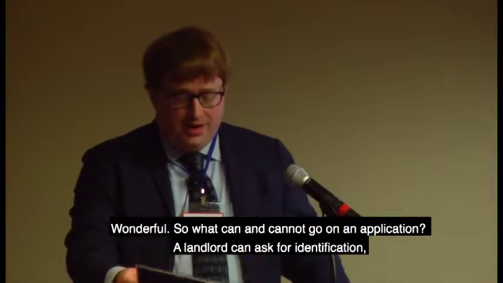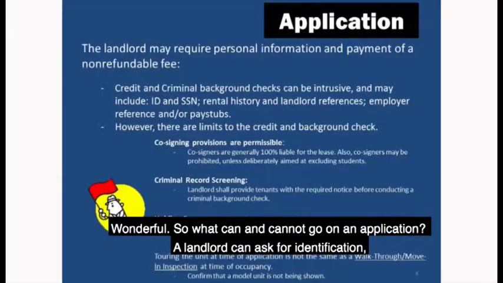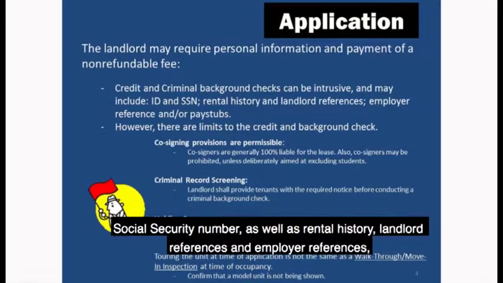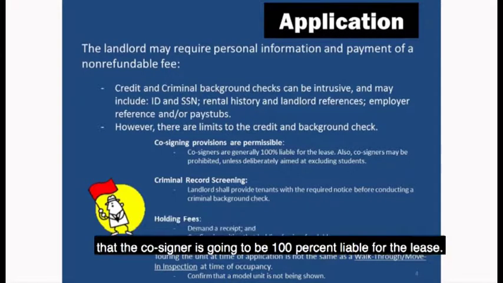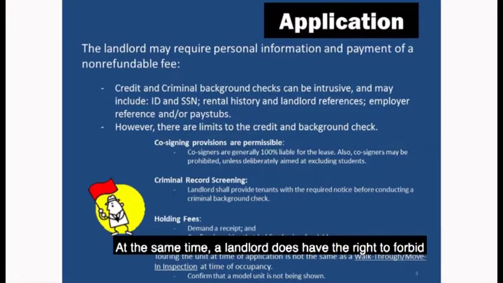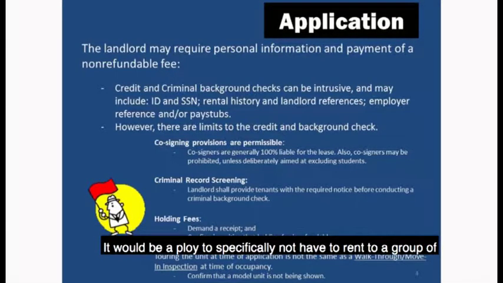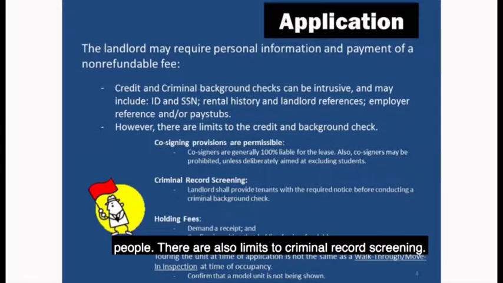So, what can and cannot go on an application. A landlord can ask for identification, social security number, as well as rental history, landlord references, and employer references. But there are limits. For example, if you do have a cosigner, be aware that the cosigner is going to be 100% liable for the lease. At the same time, a landlord does have the right to forbid cosigners unless it is deliberately aimed at students. It would be a ploy to specifically not have to rent to a group of people.